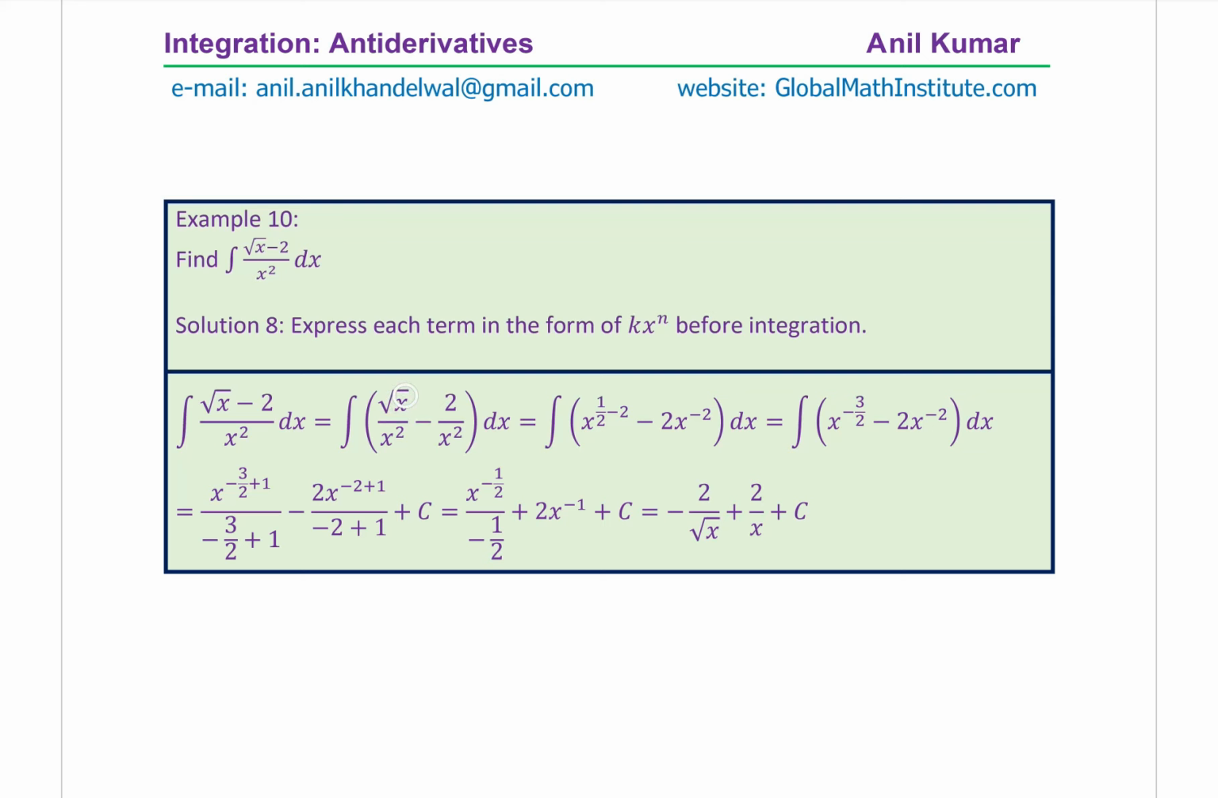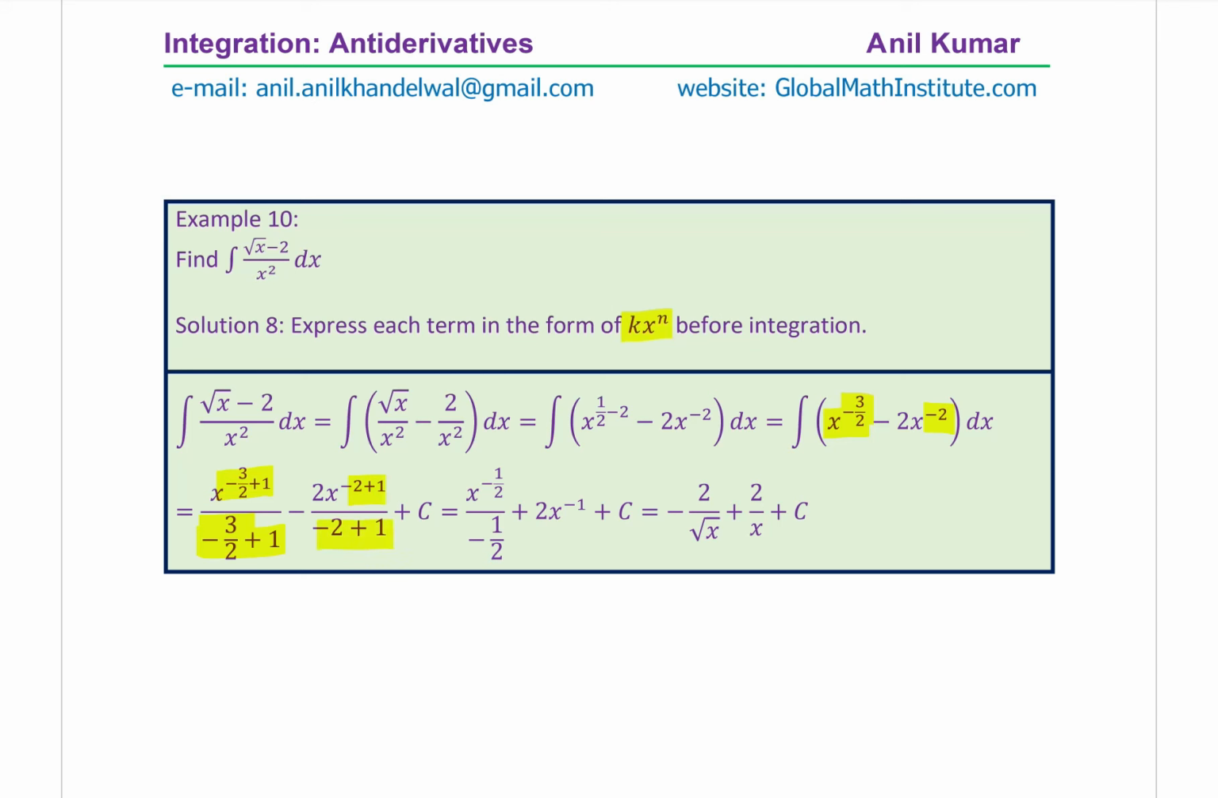Now x to the power of half is square root of x, right? So we get x to the power of half minus 2 times x to the power minus 2, and then you get x to the power minus 3 by 2 minus 2 times x to the power minus 2. Now once we have these terms individually in the form of kx to the power of n, we can apply the formula and get the answer, right? So now in the first term, the exponent is minus 3 by 2. We are going to add 1 to it, and whatever you get, divide by the same, right? The second one is minus 2. When you add 1, it becomes minus 1.